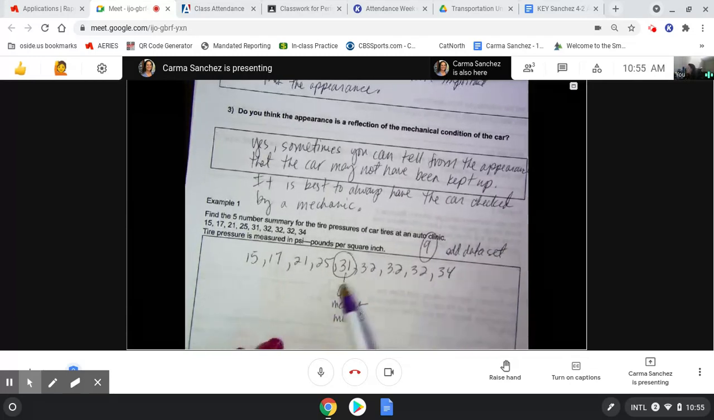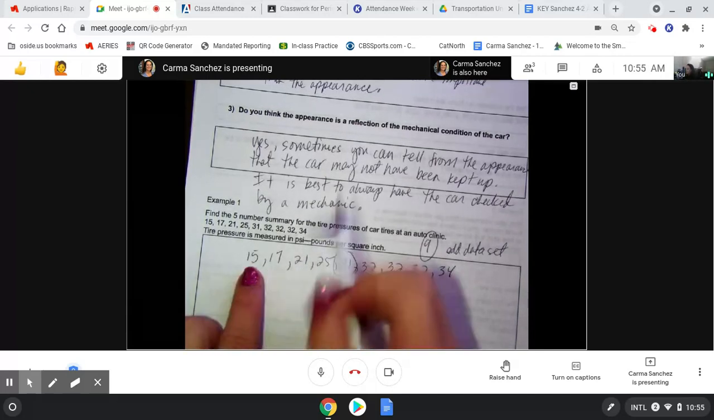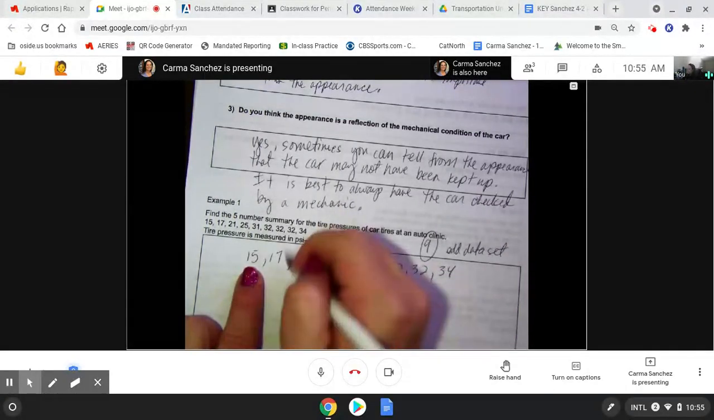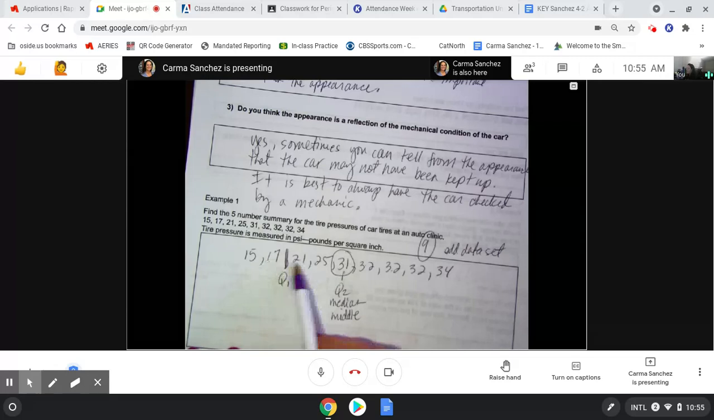Okay, let's go to the first half of the data now. What's the middle of this first half? It's an even set of data, so let's go between 17 and 21. Is that hard for you to visualize? So add them and divide by 2. That's 38 divided by 2, which is 19. The middle of 17 and 21 is 19. If you can visualize it, you don't need to add them and divide by 2.